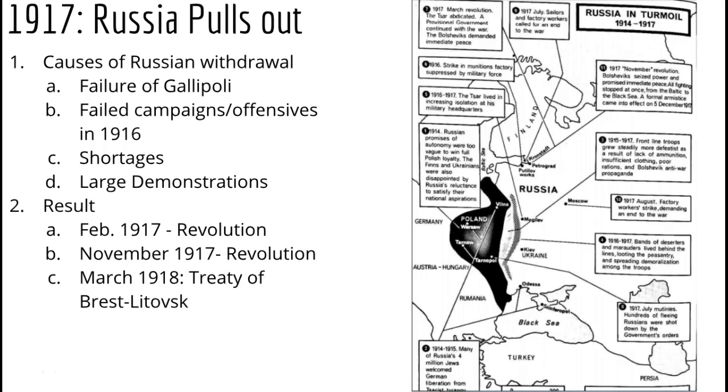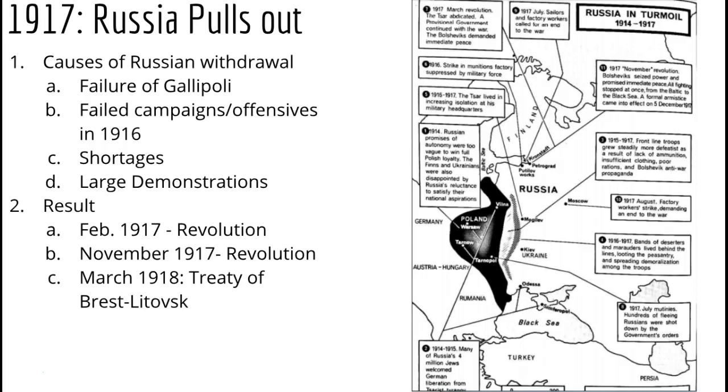So a couple causes of Russian withdrawal from World War I. The failure of the Gallipoli campaign. Once again, that was an attempt by the Allies to open up access to Russia through the Dardanelles Straits.